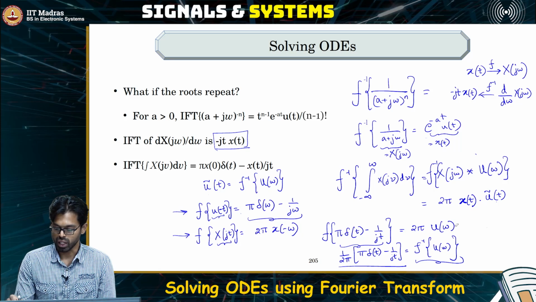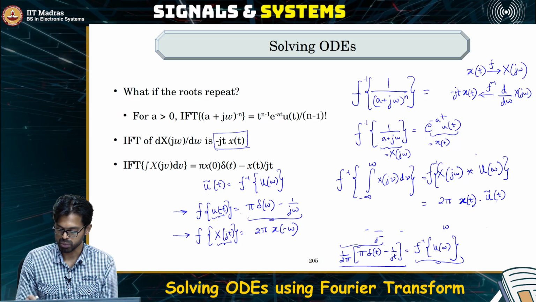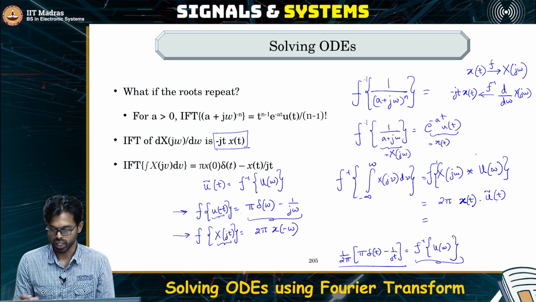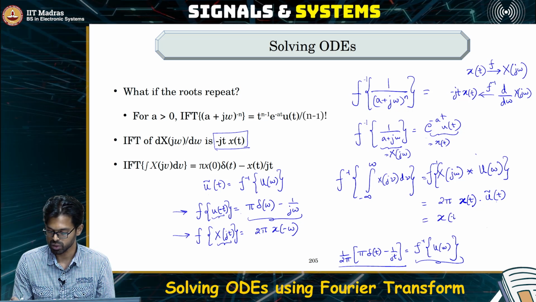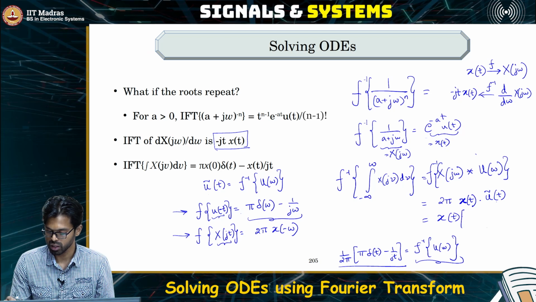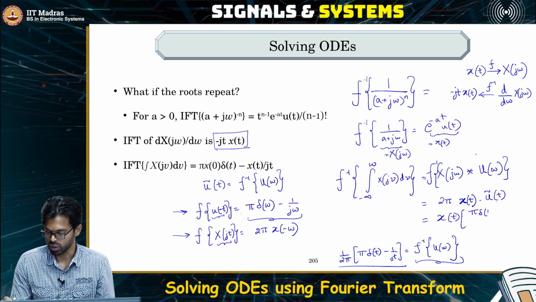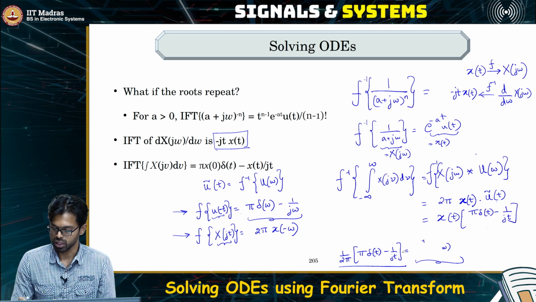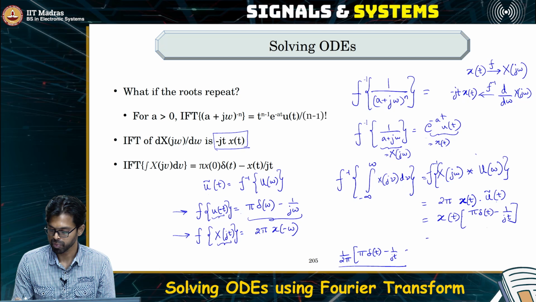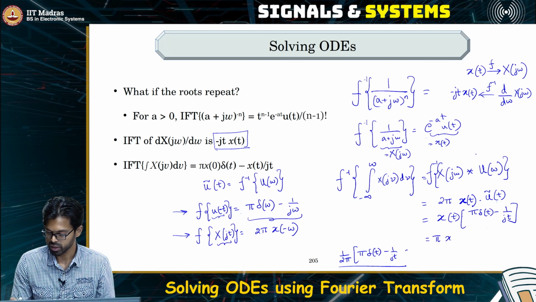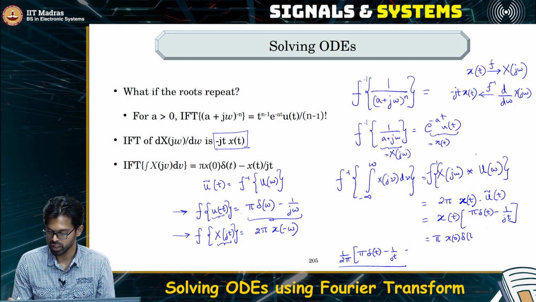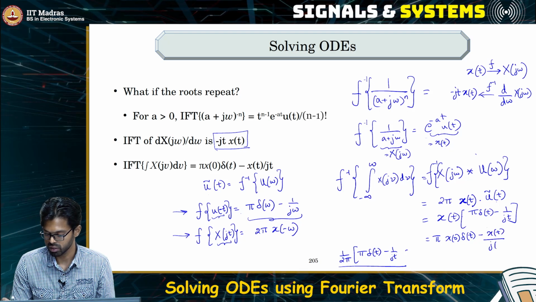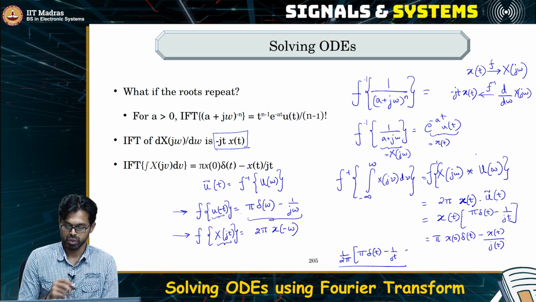Now we'll substitute that here back. So once you substitute that back, what do we get? So we get this 2 pi gets cancelled. So we have just x of t multiplied with pi delta of t minus jt, which is nothing but pi x of 0 delta of t minus x of t divided by j of t. So that's what we have here.